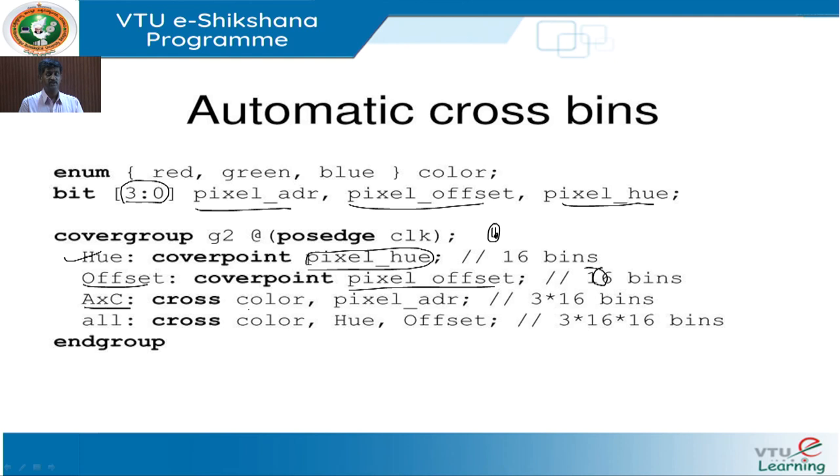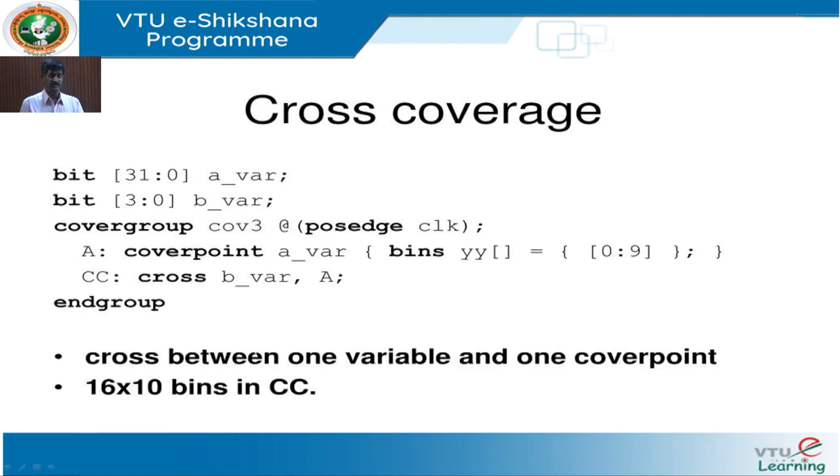So cross color, pixel address: 3 cross 16 bins. All cross color and hue and offset, that is 3 into 16 into 16 bins. So you define it. The color is this, that is 3 colors. For all the 3 colors, I need to have a hue and an offset. So all the values, this is the automatic cross bins which is created.